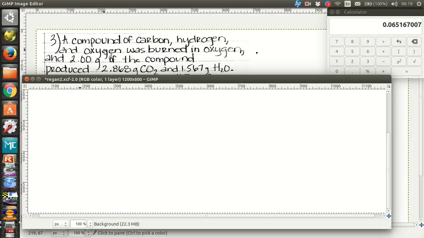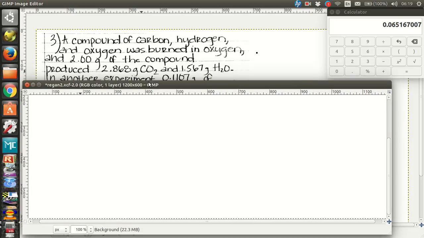I can easily find the amount of carbon in there because it produced this much carbon dioxide. I don't care about the dioxide, I just care about the carbon. The reason why is because this was burned in oxygen. That means that the burning process used up oxygen not only from the compound but also from the air. So I have no way of knowing how much of this oxygen came from the compound and how much came from the air. So I only care about the carbon here.